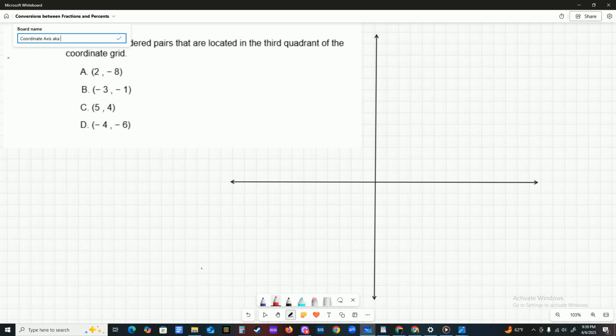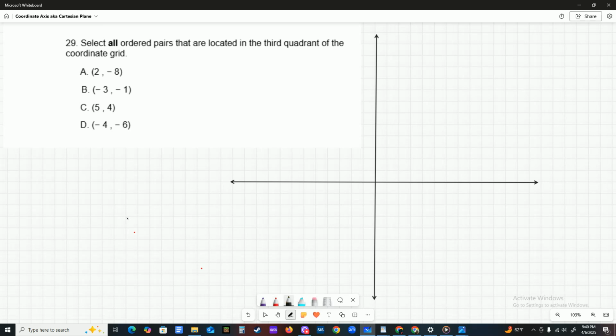Here we have a coordinate axis, otherwise known as a Cartesian plane. So the question is this: Select all ordered pairs that are located in the third quadrant of the coordinate grid.